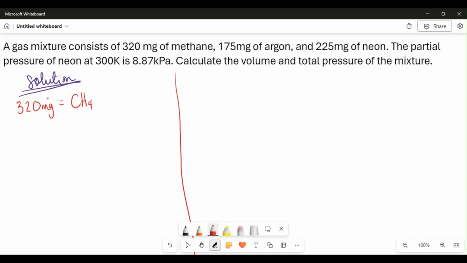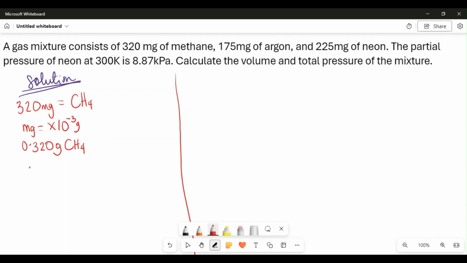Because usually we deal with grams in chemistry, we're going to convert this from milligrams to grams. It's important to know that milligrams is the same thing as times 10 raised to the power negative 3 grams. So we push the decimal point in 320.0 three times to the left to convert from milligrams to grams. So 320 milligrams is the same thing as 0.320 grams of CH4.